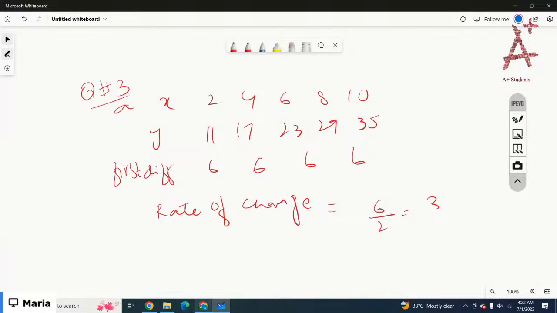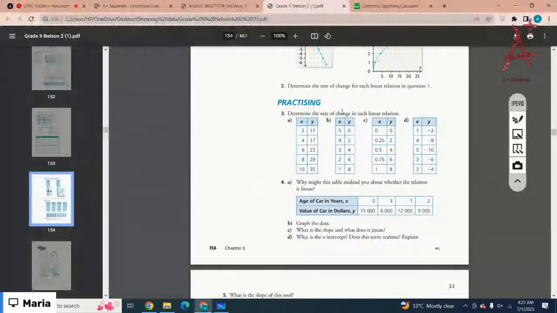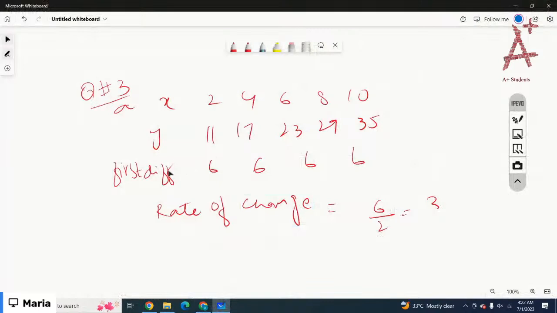So that's what you have to do with the question. You have to find the rate of change in a linear relation. Calculate the first difference, see how the values are changing in x and calculate the rate of change. That would be change in y divided by change in x. Got it?